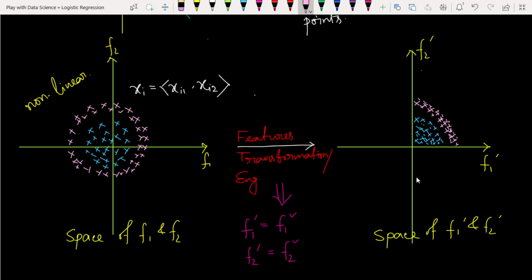Now in the space of f1 dash and f2 dash, you can see that these two classes are linearly separable, or almost linearly separable. Since in the space of f1 and f2 it is made linearly separable by using a simple feature transformation, here you can easily use logistic regression.